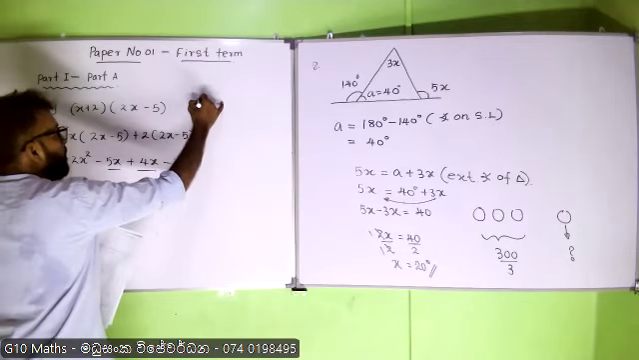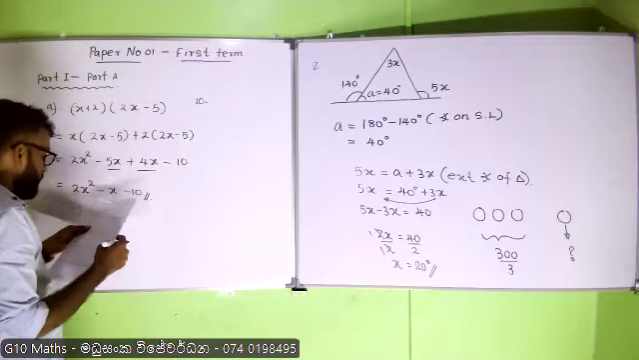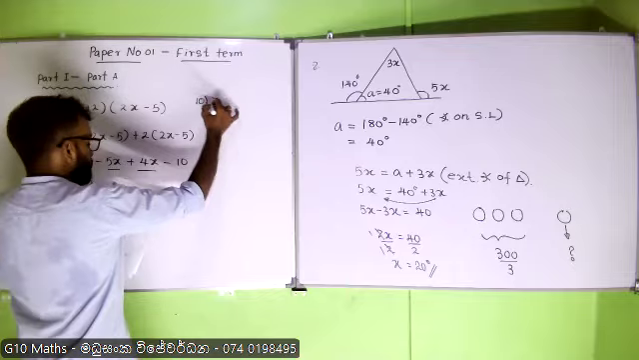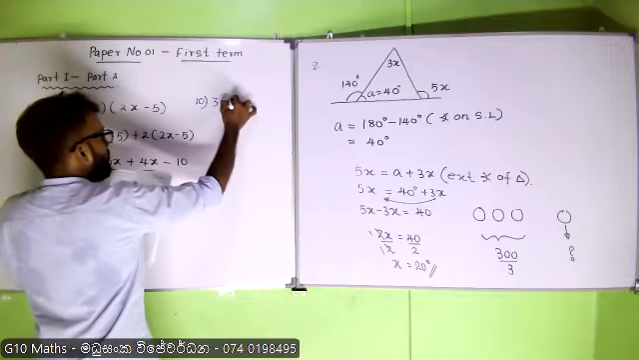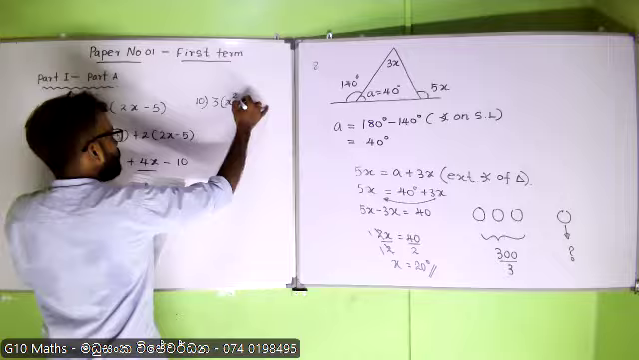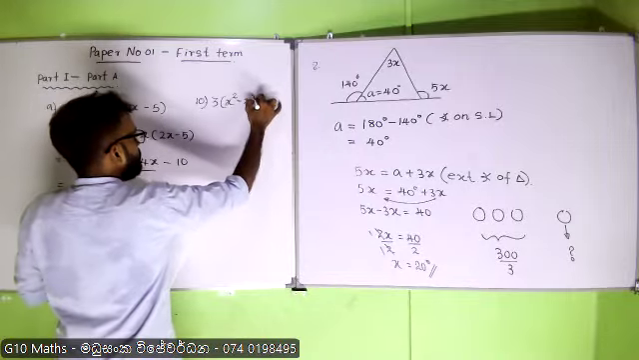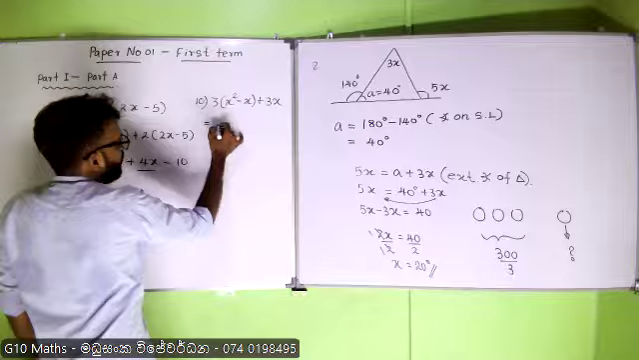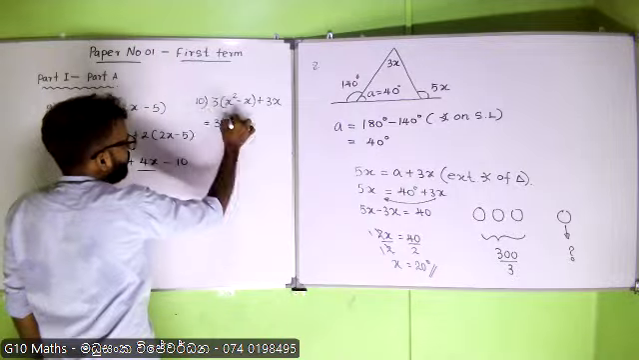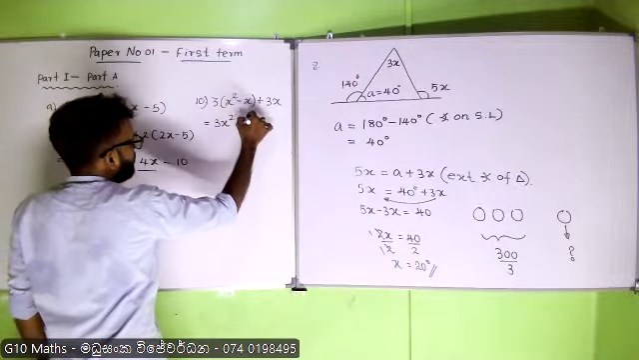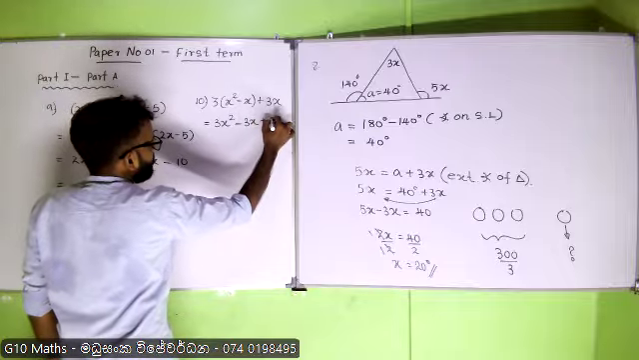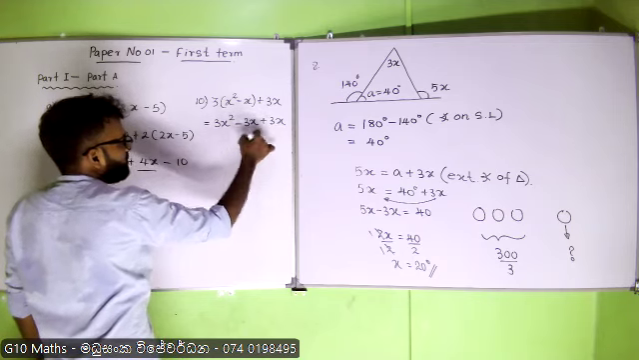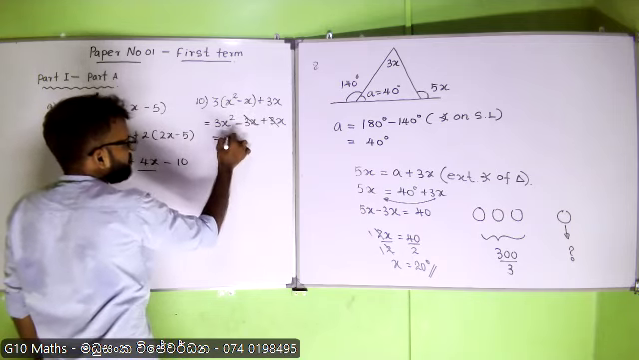Then 10. Simplify. 3 times x to the power 2 minus x plus 3x. 3 into x square, 3x square, positive into negative, negative, 3x plus 3x. Same values, different signs, cancel out. So the answer is 3x square.